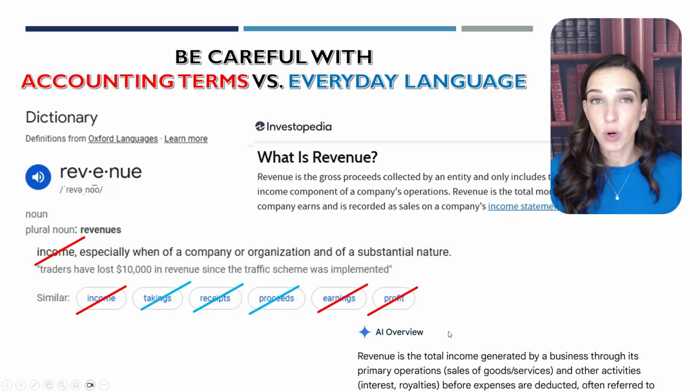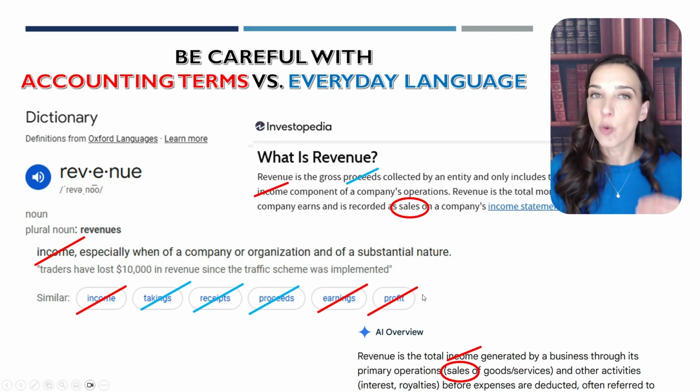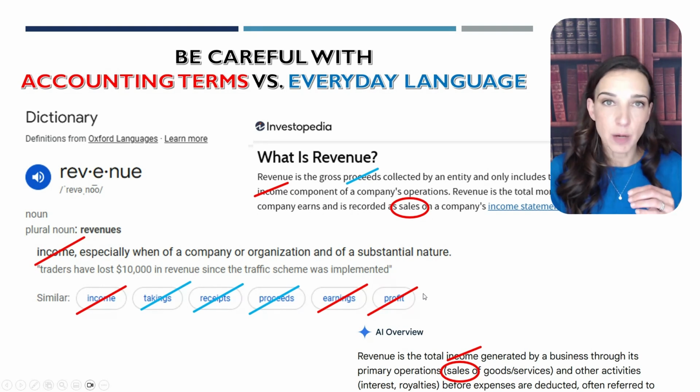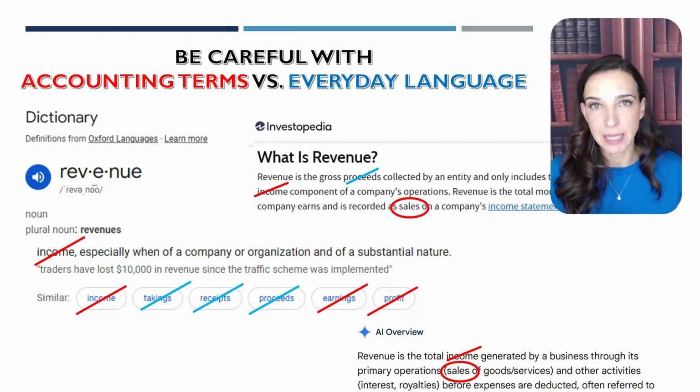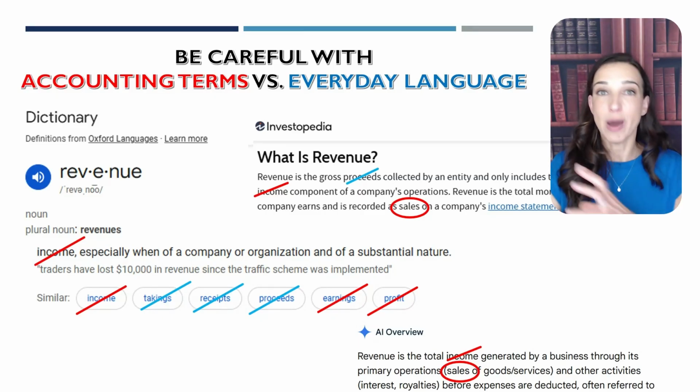Same thing, more and more, we're relying on AI. That is evolving all the time. This is a screenshot taken in the not too distant past where AI was telling me that revenue is the total income generated by a business through its primary operation. So it's kind of almost there because it does have the word sales in there. So it's kind of getting there. But it certainly tends to commingle the words income and sales, which are definitely not synonyms. The only time they're synonyms is when you have sales and you have zero expenses.